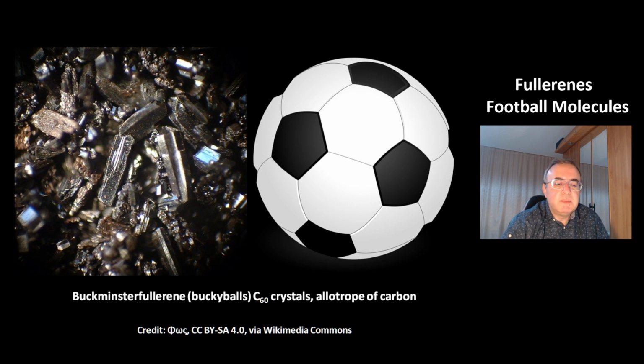For example, allotropes of carbon are diamond, graphite, graphene, nanotubes, and these fullerenes. At the right, that's the structure of the soccer football. It contains hexagons and pentagons.